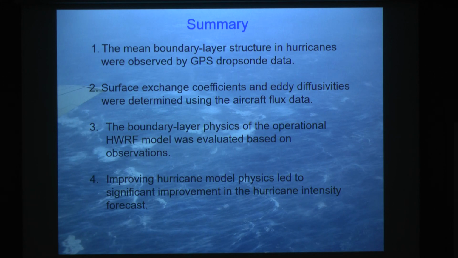So we use GPS dropsonde data to study the mean boundary layer structure in hurricanes, and we try to directly measure turbulent fluxes so that we could derive the exchange coefficients for momentum and enthalpy transfer. We also calculate eddy diffusivity based on observations, and then we use these observations for model evaluation in terms of the structure. We also use these observations to improve the hurricane model physics, and this observation-based model physics improvement actually led to improvement of hurricane intensity and structure.